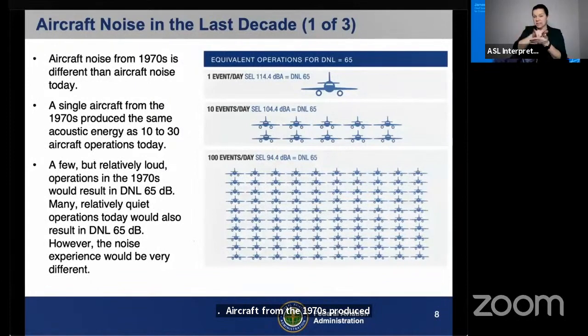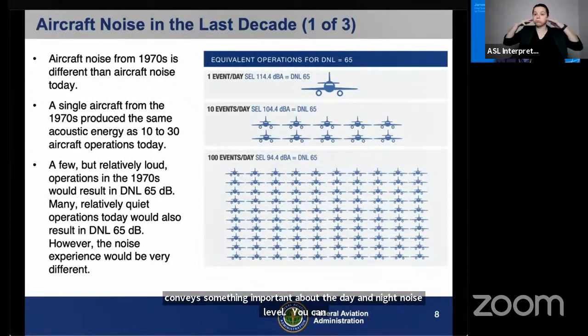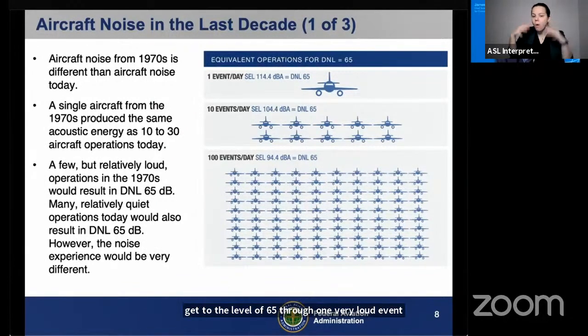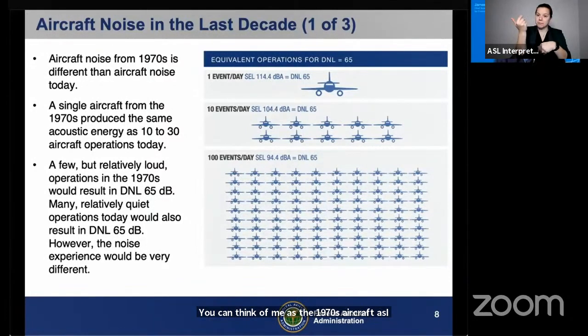So the graphic on the right-hand side conveys something important about the day-night noise level. You can get to that level of 65 either through one very loud event, 10 loud events, or perhaps 100 moderately loud events. And I use those terms because noise is subjective. But a way to think about this is I could use myself and my six-year-old daughter as an analogy. And you can think of me as the 1970s aircraft. I might come by your house two times a day, three times a day, knock on the door. And if you answer, I'd stomp on your foot, and you would find that annoying.